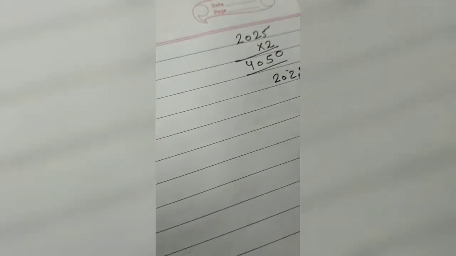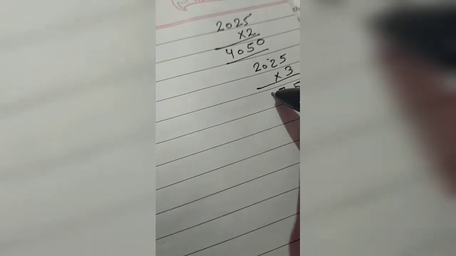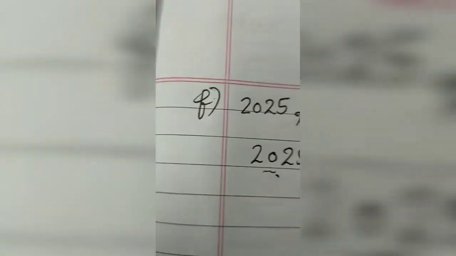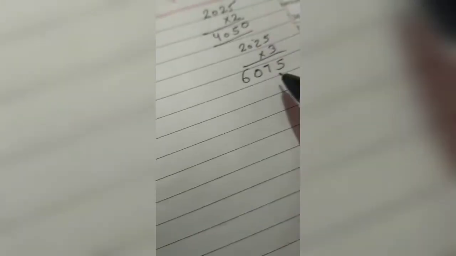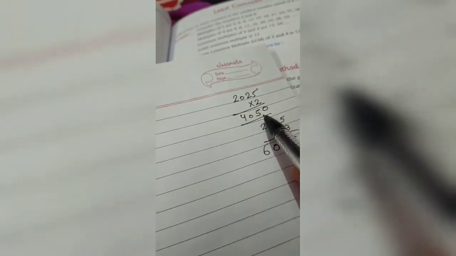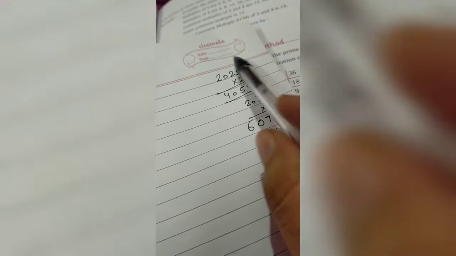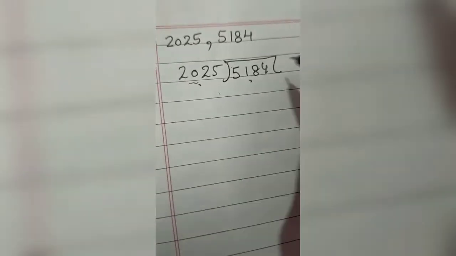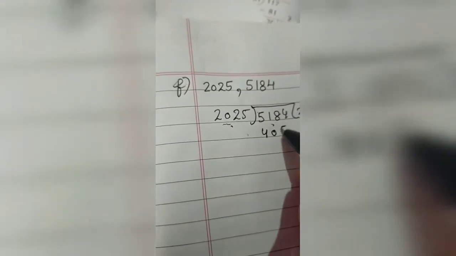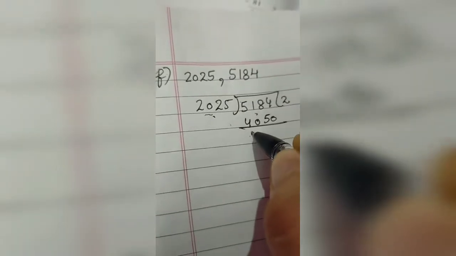Now we will check on 3. It will come on 3 or not. That is 6075 and it is 5184. It is greater, so we will use this number. It will go on 2. So you can use this method in rough. So it will go on 2, 4050. Subtract it.